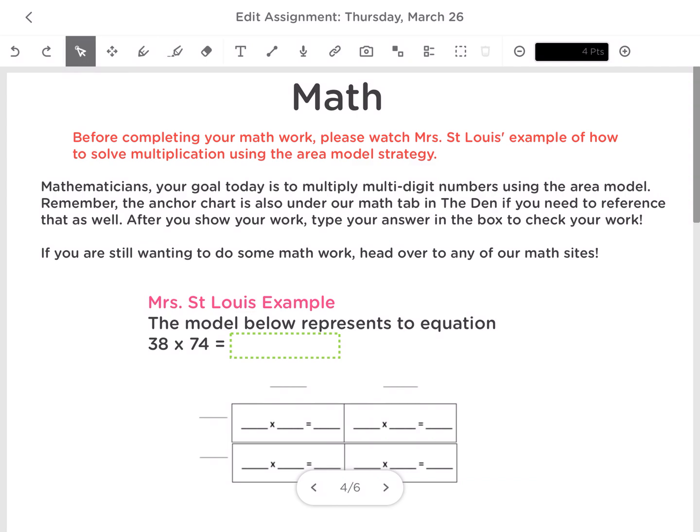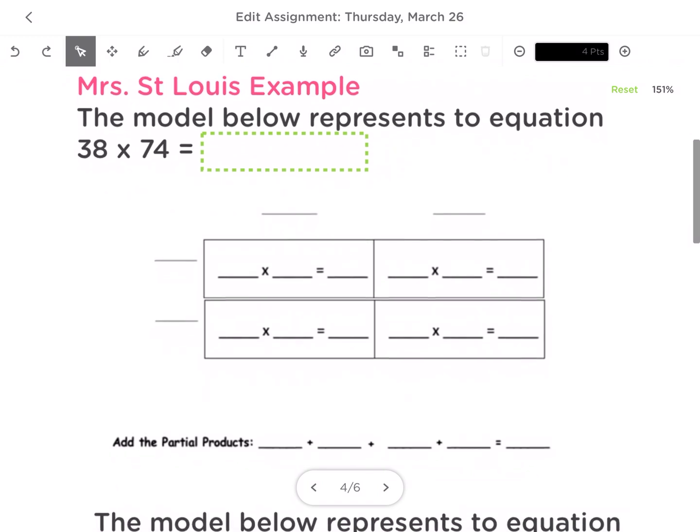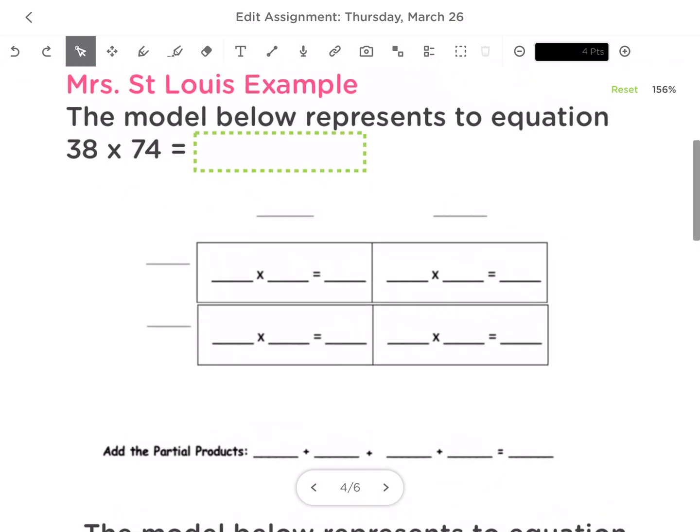Okay, so I'm going to zoom in here so that way we can focus just on this problem here. So my problem today is 38 times 74. So just like we did with the area model, we have these lines off to the side with our box. Except this time we are taking the value of each of the digits in our number. So when we're looking at 38, the value of the 3 in the tens is 30. So I'm going to put that one up here. And then the value of our 8 in our ones place is just 8.